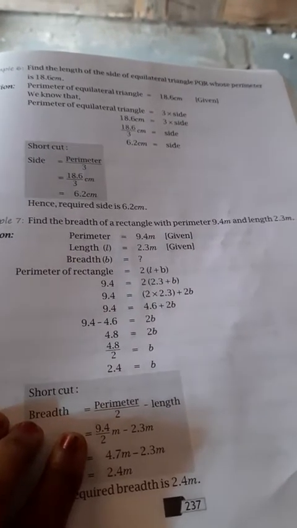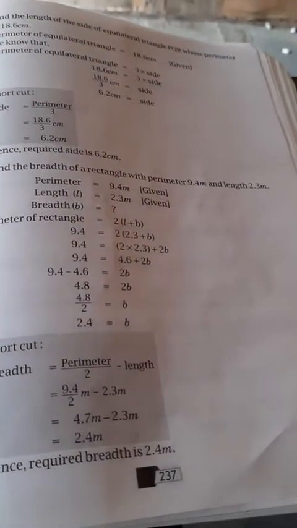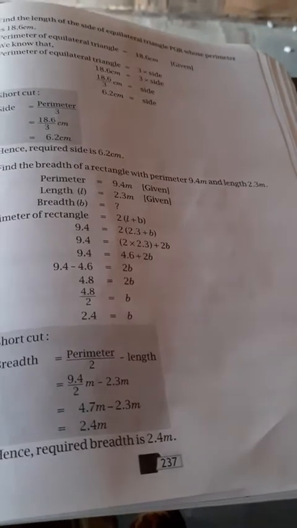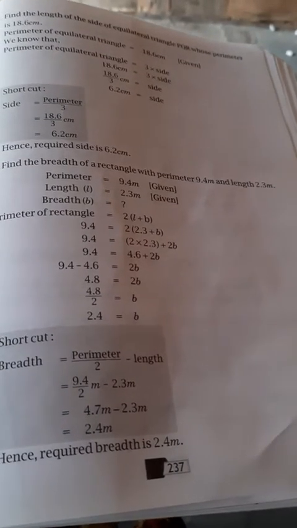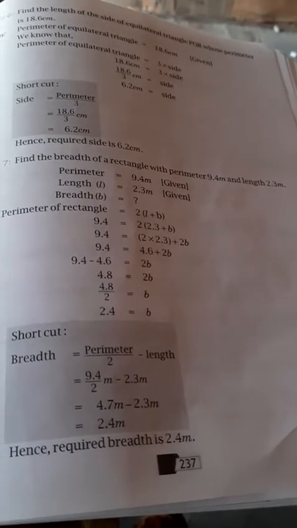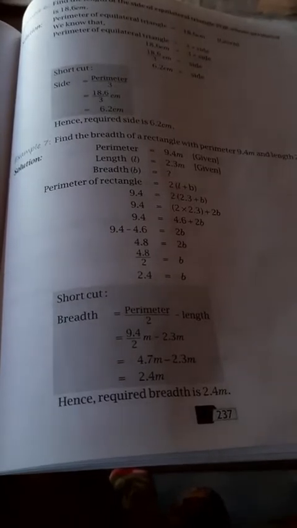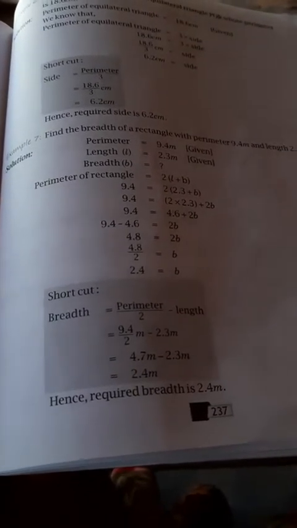We have the perimeter 18.6 centimeter, equal to 3 into side, and we have to find the side. That is 18.6 upon 3 is equal to side. That is side is equal to 6.2 centimeter. Hence the required side is 6.2 centimeter.